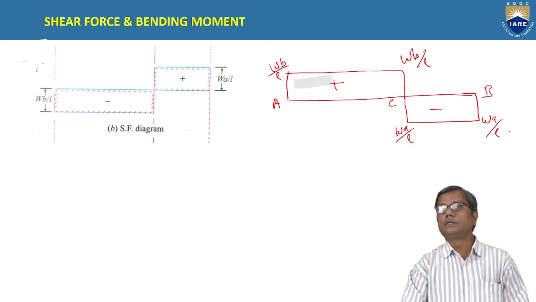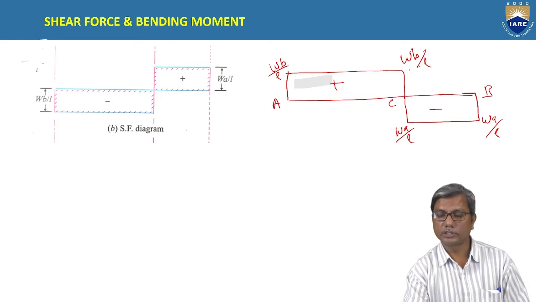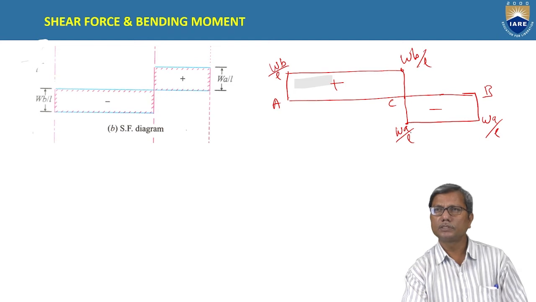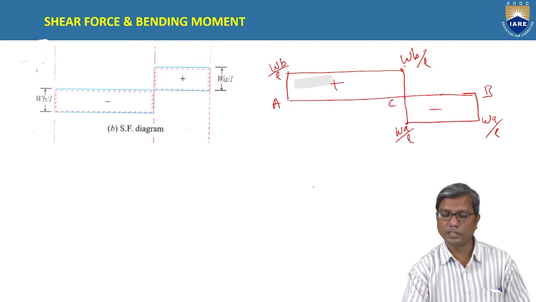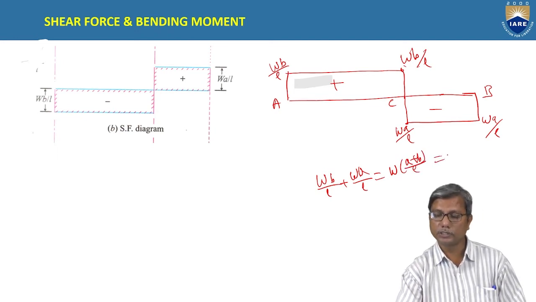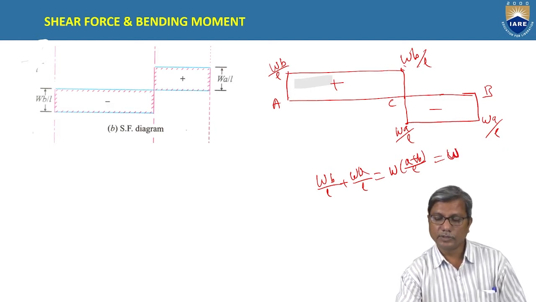Now, if you observe, the shear force at C changes from plus WB by L to minus WA by L. That means the sum of these values, WB by L and WA by L, is equal to W into (A plus B) by L. A plus B is nothing but L, so it is equal to W. That means at C we have a point load.